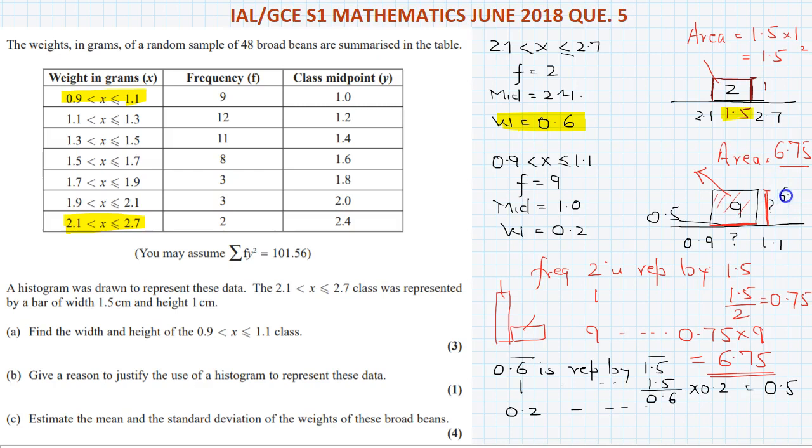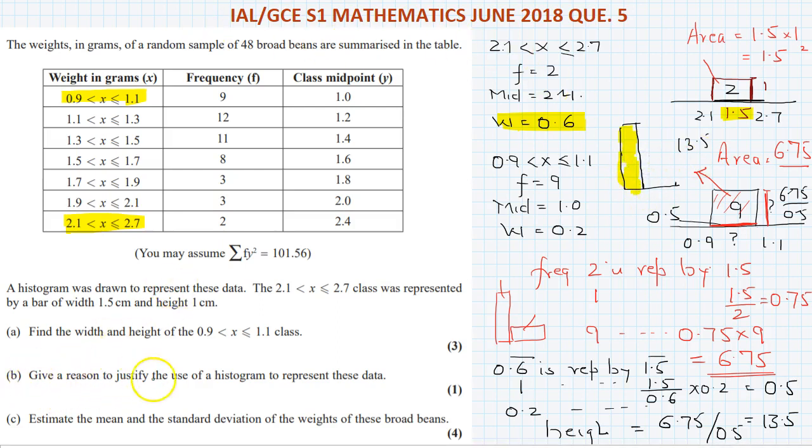So the height will be 6.75 over 0.5. So the height will be 6.75 over 0.5, so that is equal to 13.5 unit. So this histogram is having this 13.5 and it is roughly this 0.5. So this one.